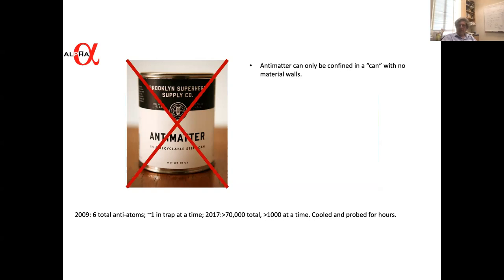Antimatter can only be confined in a can with no material walls. If the antimatter hits the material wall, matter, it turns into energy, turns into light. So you lose your antimatter. So you have to confine it within a can made of electromagnetic fields. They have to be strong enough to confine the particles. And in fact, since we start off with positrons, which are charged particles, and antiprotons, which are charged particles, we actually have plasmas.